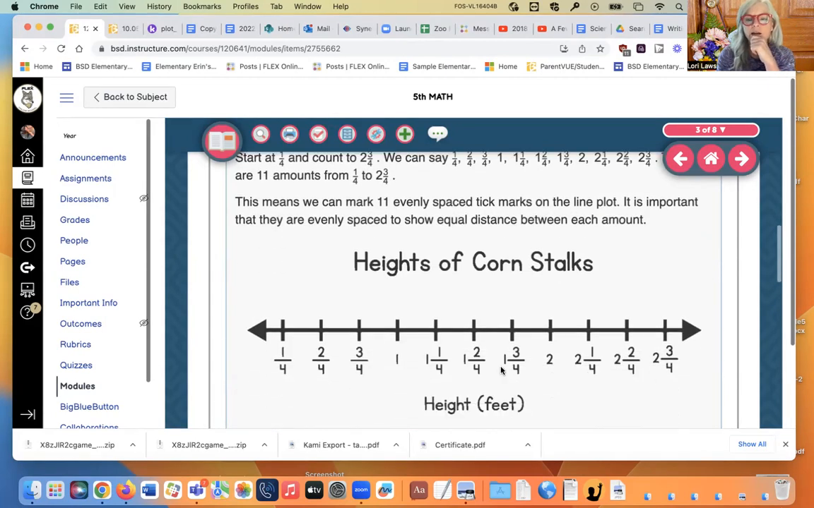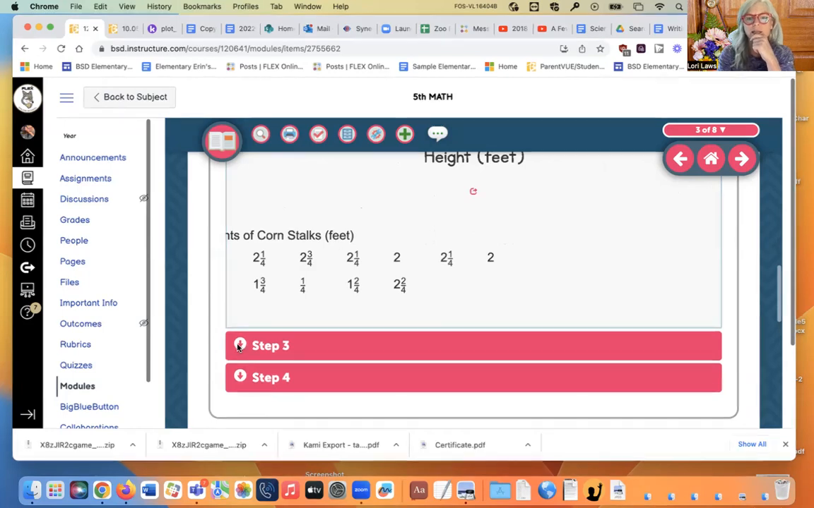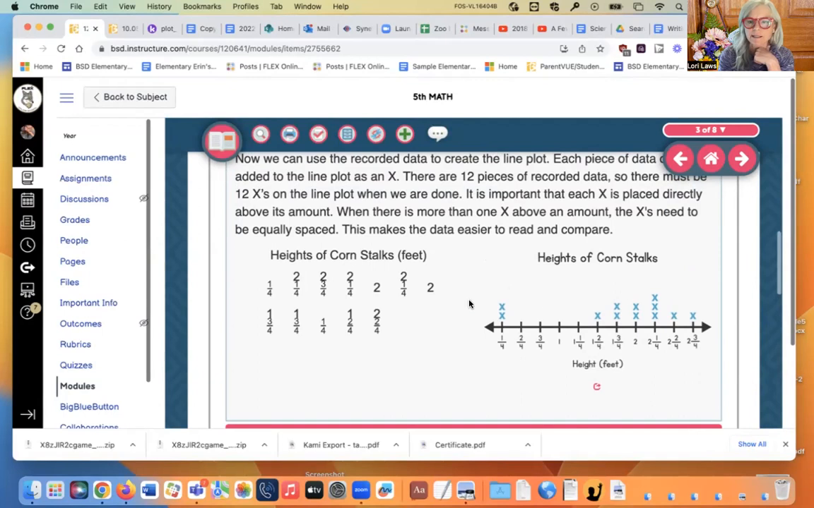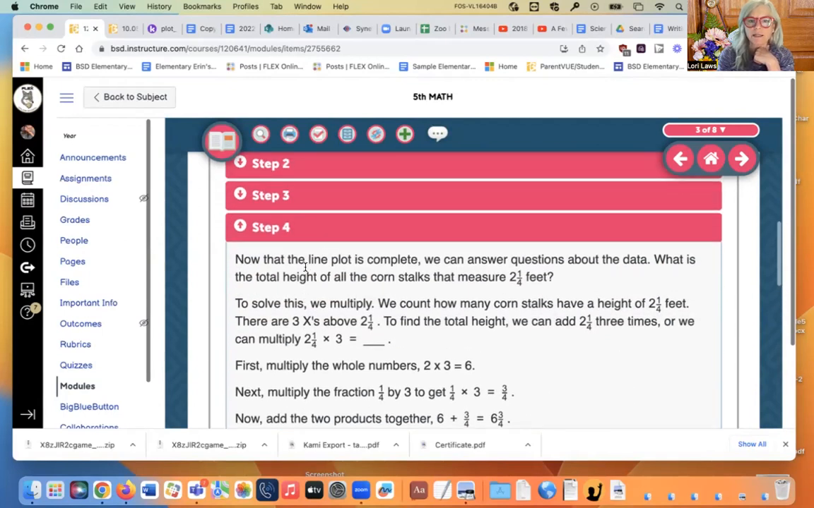Step 2, we add all of those. Step 3, we have to plot all of these or put the X's on. Oops, where'd it go? There it is. Put the X's on. And step 4, we're ready to answer questions about it. We can answer questions about the data. What is the total height of all the corn stalks?